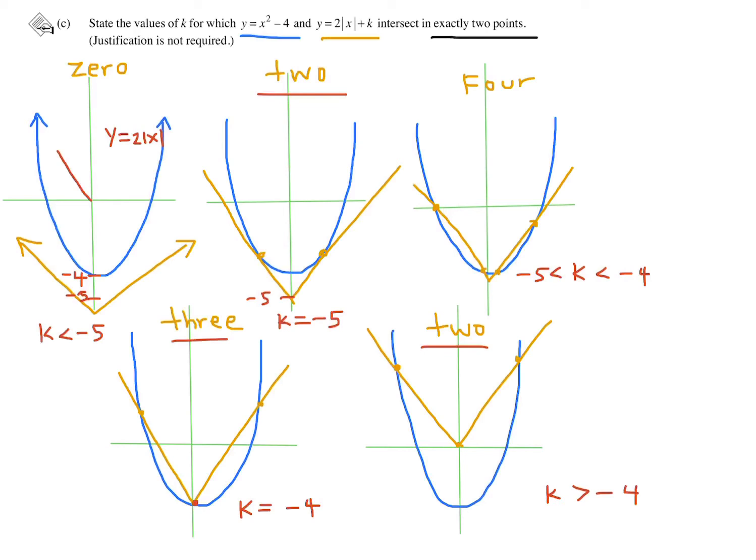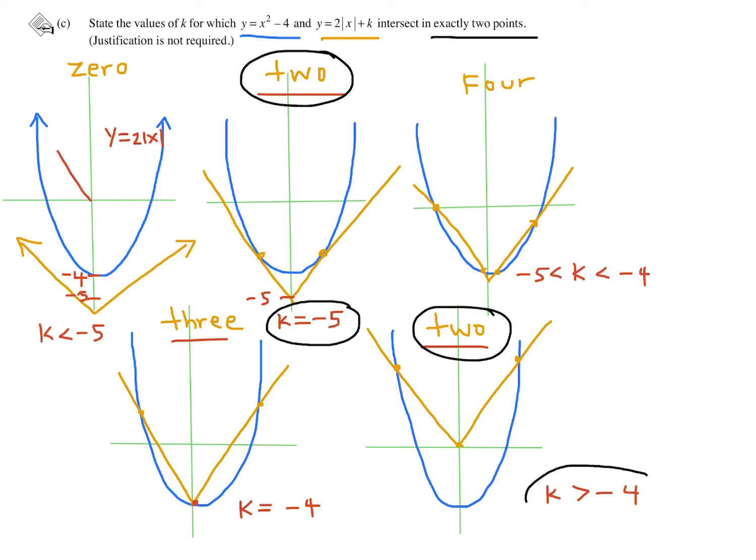So with a little bit of graph drawing and comparisons, you can get these scenarios, and part A and part B definitely helped us with this also. So we are interested in exactly 2 intersection points, which is this scenario and that scenario, and they happen when either k is equal to -5 exactly, or when k is greater than -4.